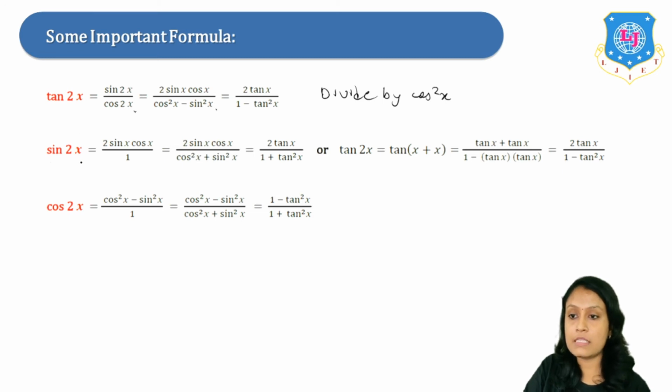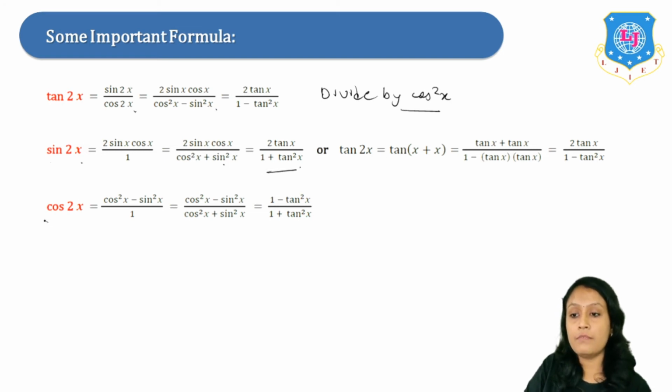The next formula is sin 2x. Now this formula we are deriving in the terms of tan. So sin 2x we will write as 2 sin x cos x upon 1. In place of 1 we will write sin square x plus cos square x. Now again divide by cos square x. So what you will get, 2 tan x upon 1 plus tan square x, right?